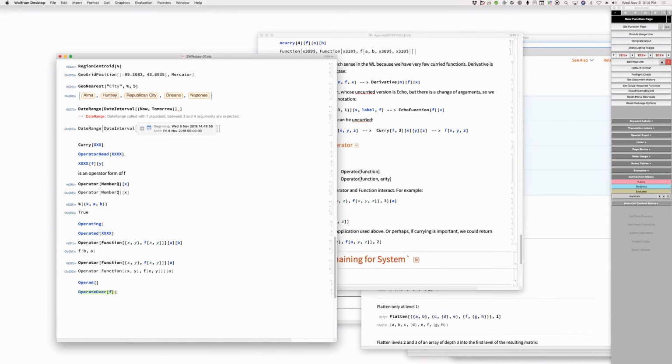Because what this is doing, that whole construct is an operator form of F. This creates an operator form of F, or stands for, represents an operator form of F. I just feel like it needs another ending for operate.